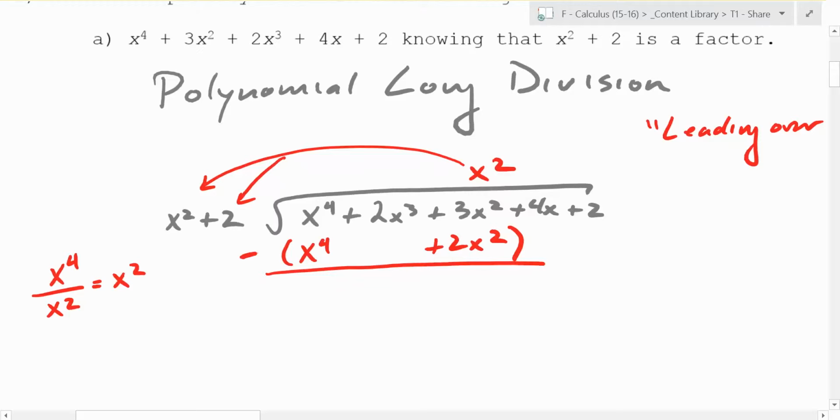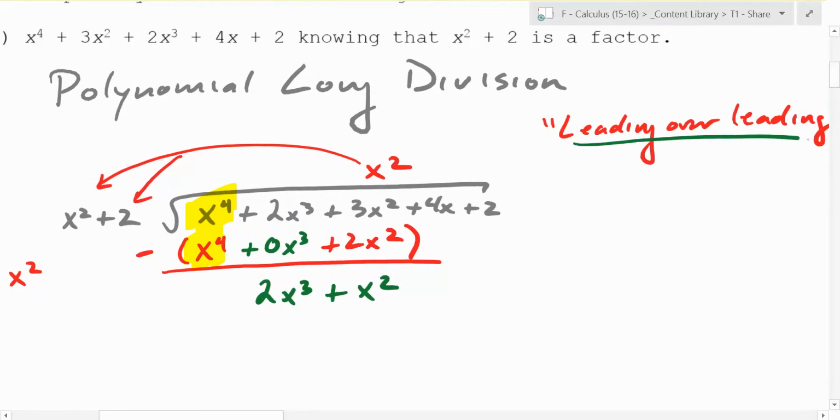I subtract it. What's going to happen to the x to the fourth terms? That's the whole point, right? That's why we did this, so it would cancel. What's left? What's in the middle there? Is there an x to the third term here? No, 0x to the third. Well, what's 2x to the third minus 0x to the third? 2x to the third. And plus how much x squared? x squared.